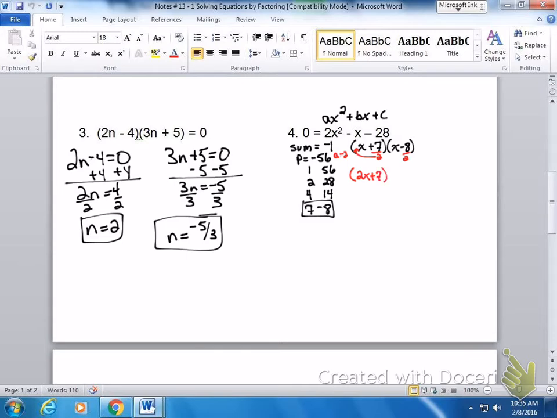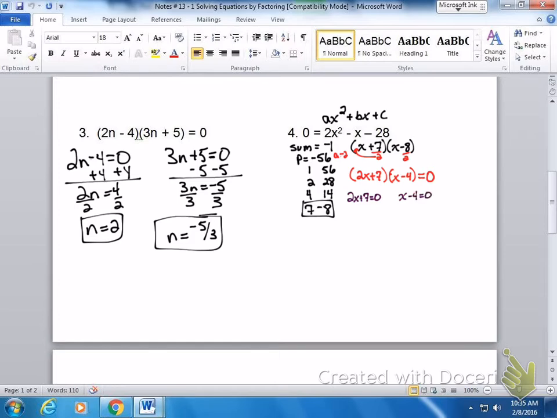And 8 divided by 2 simplified will give me x minus 4. But remember, that equals 0, just like it did at the beginning. Now we're right back to where we were on the first 4. We just take both of our factors and we set them equal to 0. So I have 2x plus 7 equals 0. And I have x minus 4 equals 0.